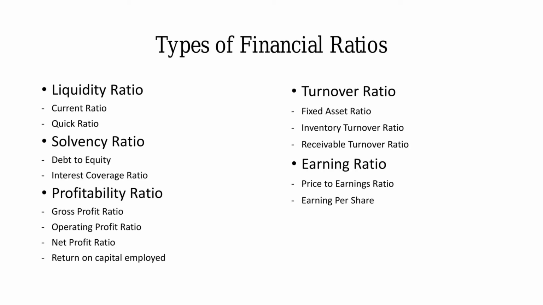Now let us talk about the different types of ratios. So basically there are 6 categories of financial ratios that business managers normally use in their analysis, and within these 6 categories there are 13 financial ratios that help a business manager and outside investor analyze the financial health of the firm. So in this video particularly we shall talk about the first two types. The first is liquidity ratio and the second is solvency ratio.